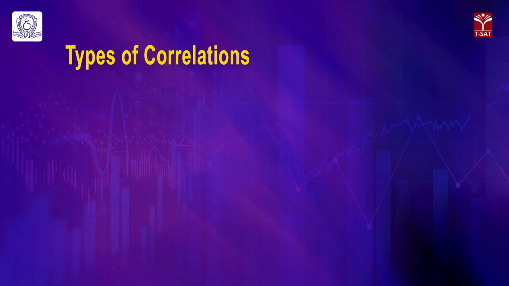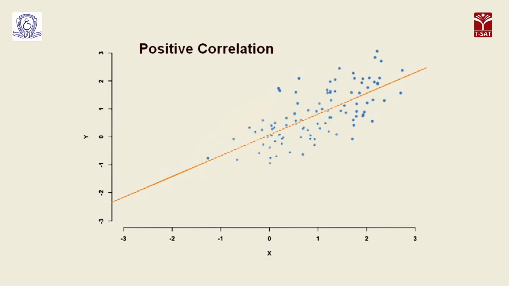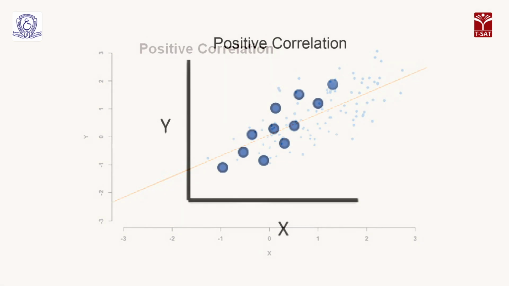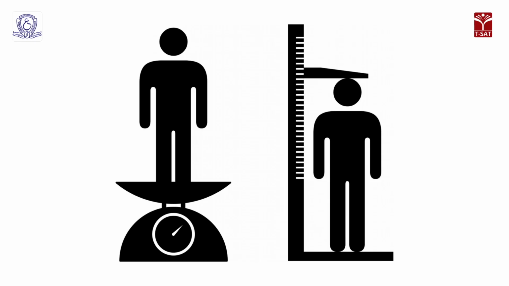There are three possible results of a correlational study: a positive, a negative, and a no correlation. A positive correlation is a relationship between two variables in which both variables are moving in the same direction. Therefore, one variable increases as the other variable increases, or one variable decreases while the other decreases. An example of positive correlation would be height and weight. Taller people tend to be heavier.